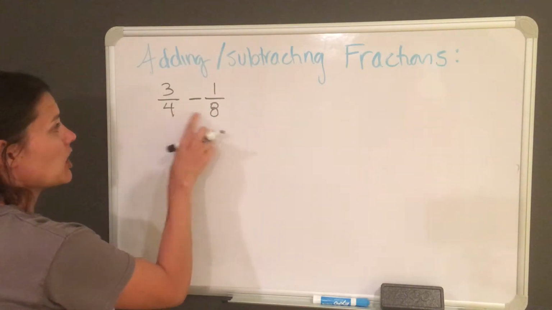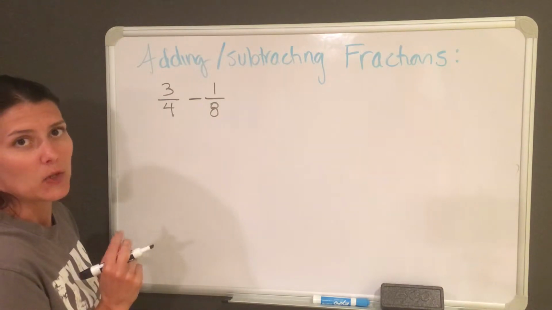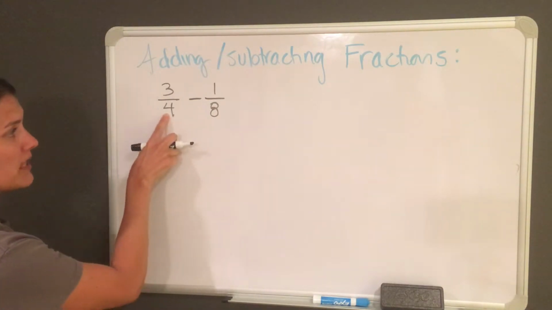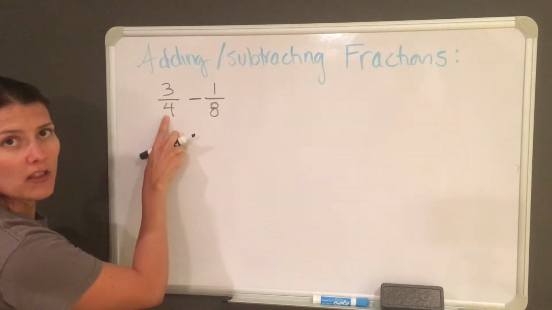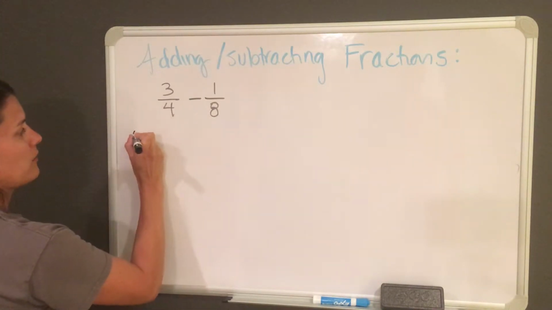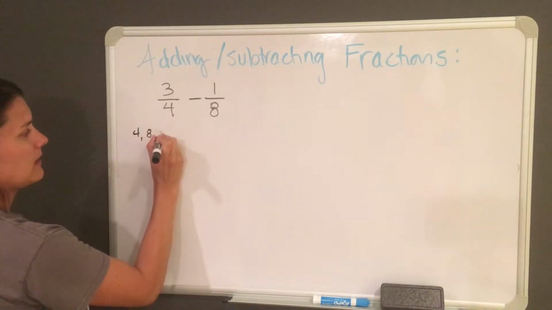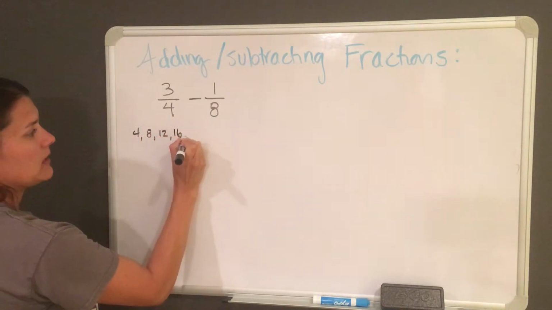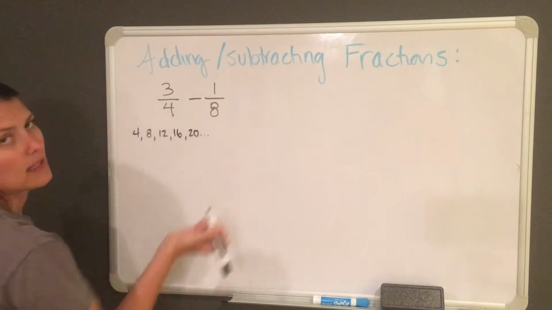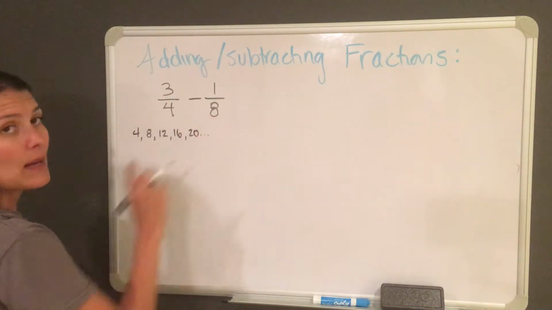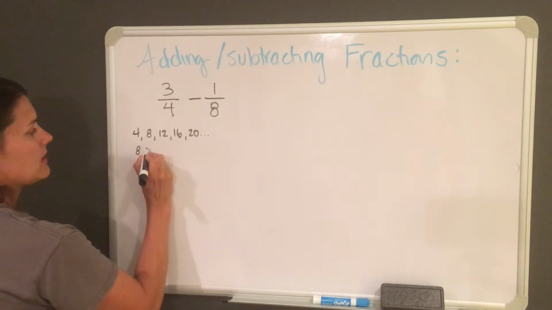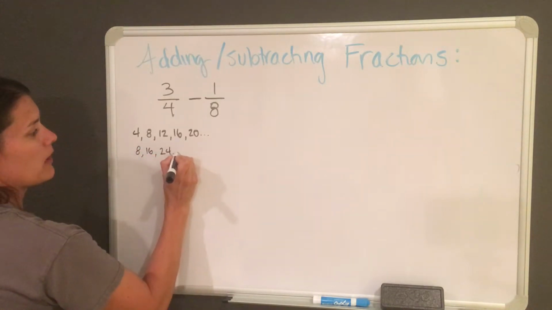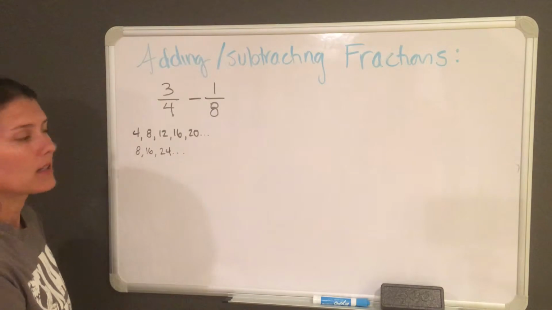To help us determine what our common denominator is, I'm going to make a list. I'm going to start with the first denominator of 4, and write out a list of all the multiples of 4. So we have 4, 8, 12, 16, 20, and so forth. Then I'm going to write all the multiples of 8. I have 8, 16, 24, and then you can keep going.